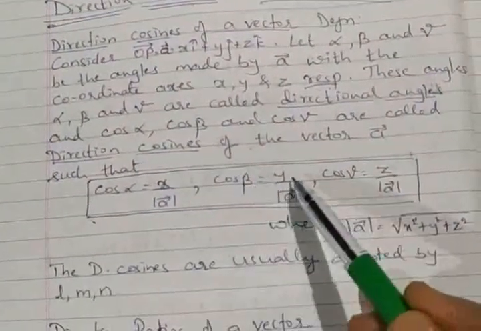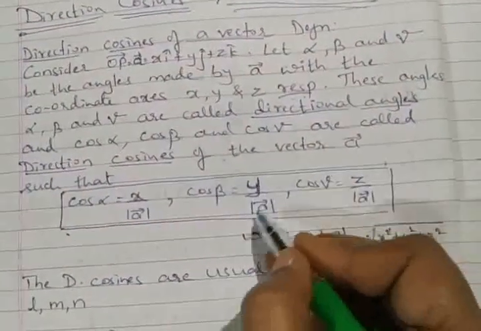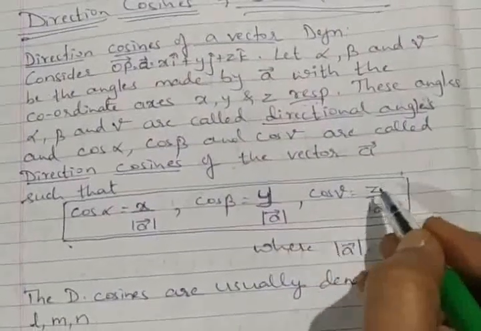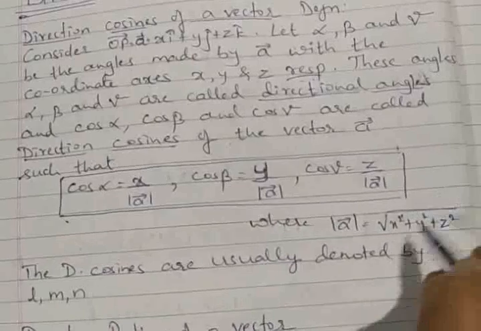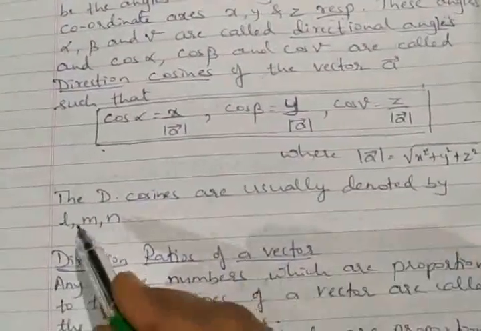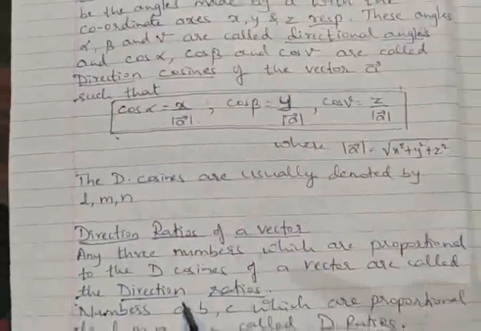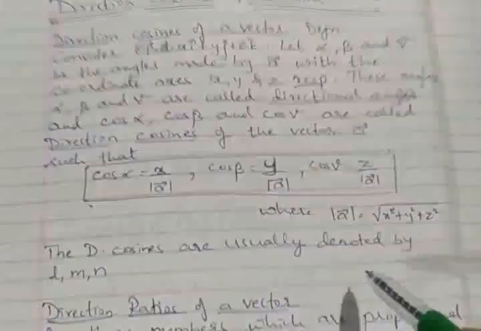cos beta is y upon the magnitude of vector A, cos gamma is z upon the magnitude of vector A, where the magnitude of vector A is nothing but root of x square plus y square plus z square. So direction cosines are usually denoted by l, m, n. So it's a definition, and I think next video let me give the explanation for this.